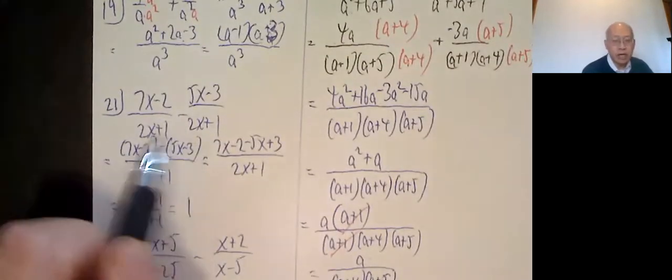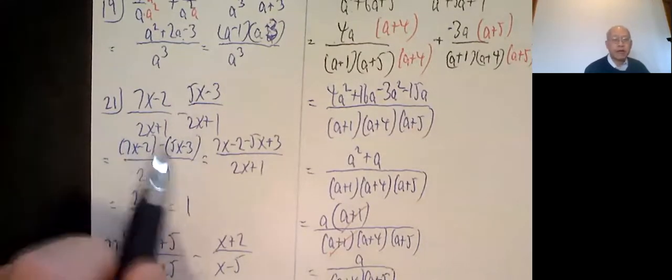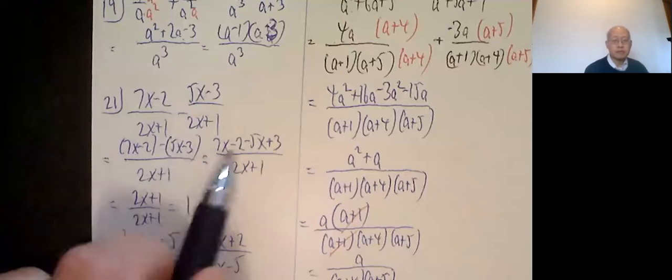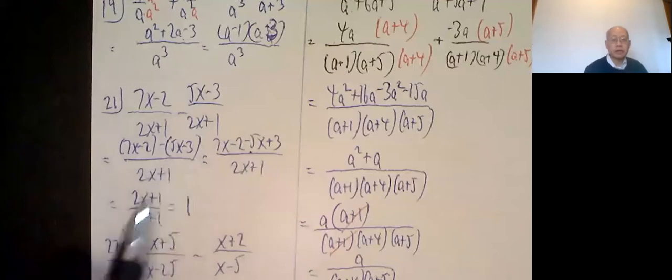21, you already have a common denominator, so you can just combine the top. 7x minus 2 minus parentheses. Watch out, you need parentheses here. 5x minus 3. 7x minus 2 minus 5x plus 3, double negative. 2x plus 1 over 2x plus 1, which equals 1.